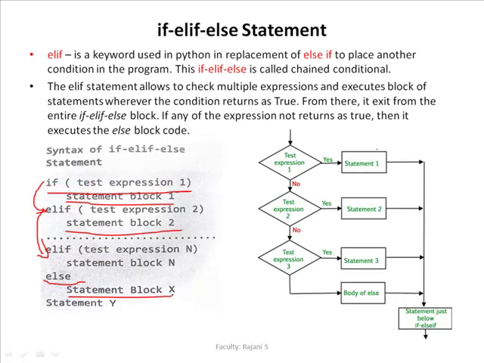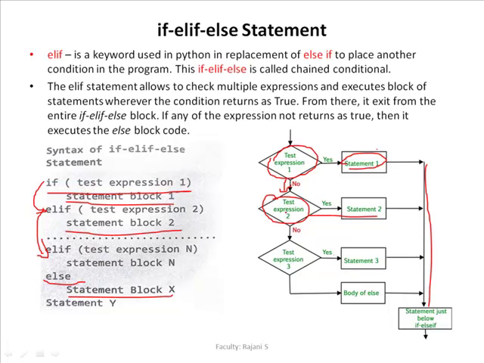And here is the flow chart. First it will check test expression 1. If test expression 1 is true, then it evaluates statement 1 and continues with the statement just below the if else ladder. For example, if this condition is false, then it will not execute statement 1. It will move to the next test expression, that is the elif condition. If test expression 2 is true, then it will execute statement 2 and then it will go to the statement just below the if else ladder.